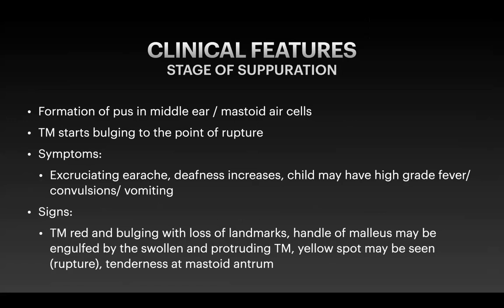Several signs can be identified, such as red and bulging TM with loss of landmarks, engulfed handle of malleus by the swollen and protruding TM. Yellow spot may be seen, which may indicate rupture, and tenderness at mastoid antrum.